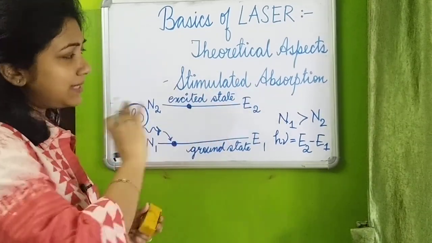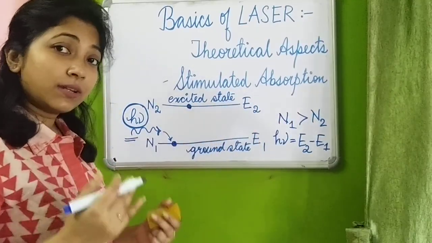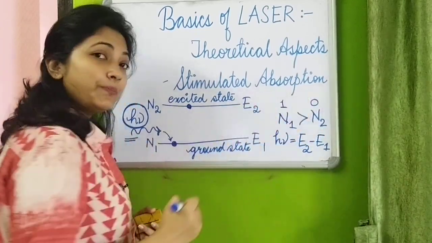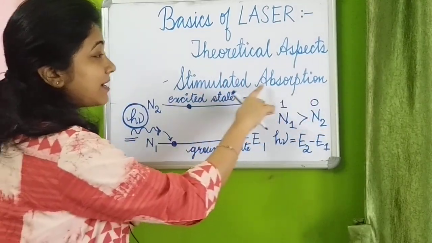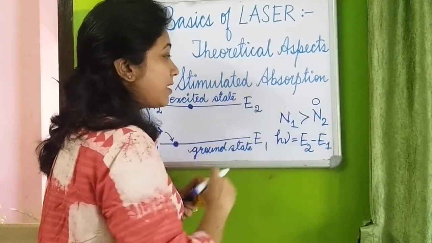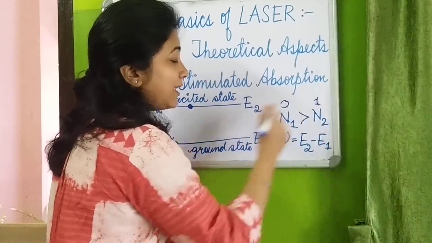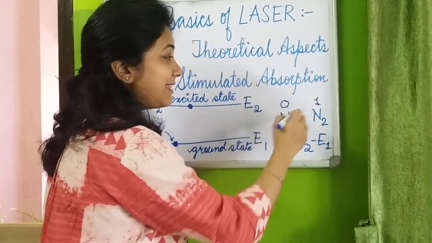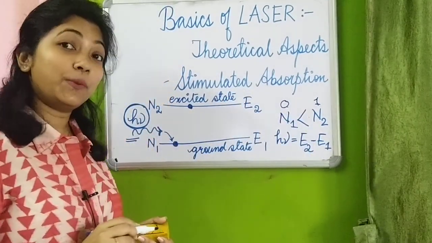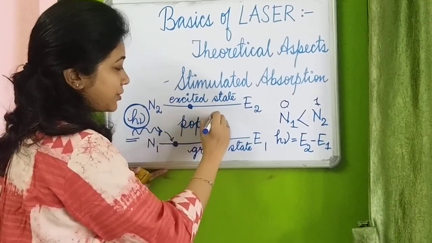Now, the moment stimulated absorption has occurred, try to understand. Initially N1 was 1 whereas N2 was 0. But after the stimulated absorption process, N1 has become 0 and N2 has become 1, which means N2 has become greater than N1. This process is called population inversion. Let me write it. It is called population inversion.